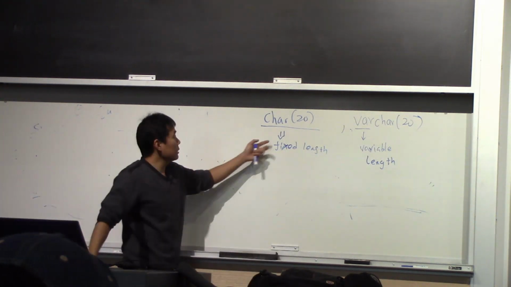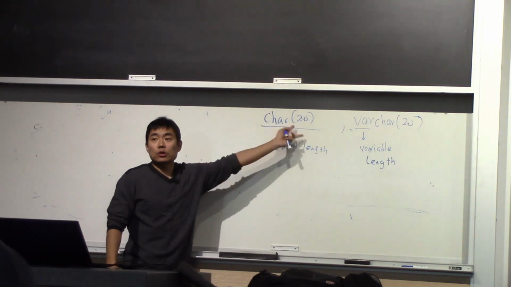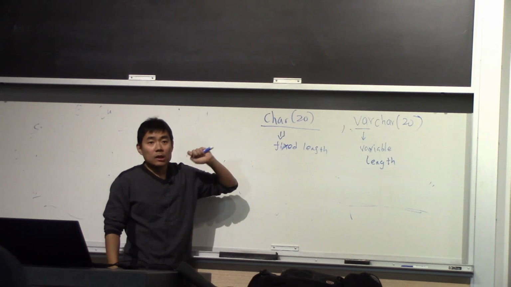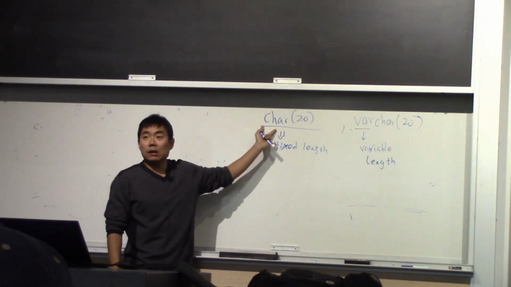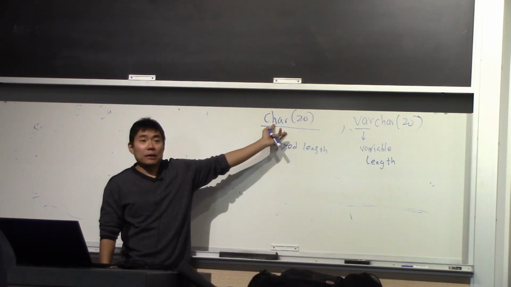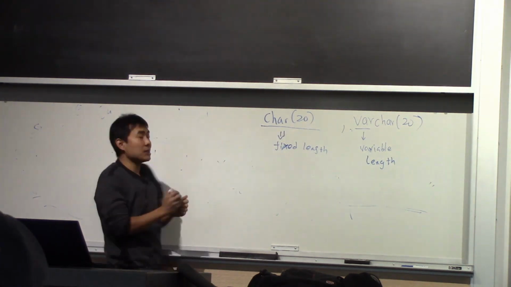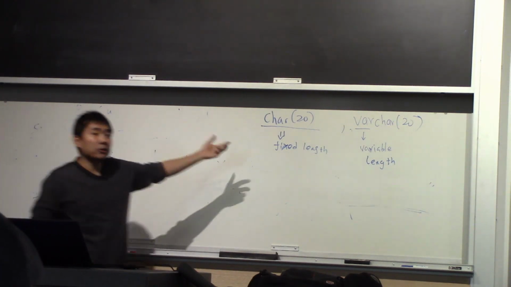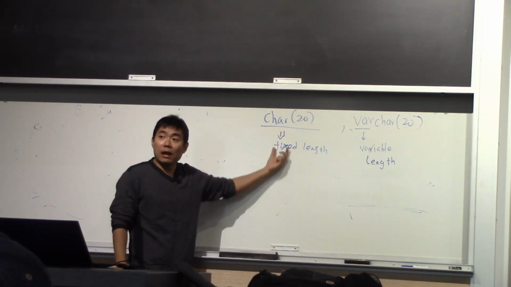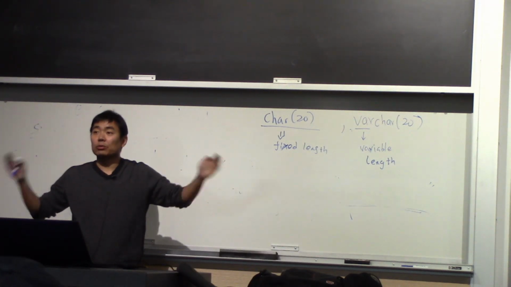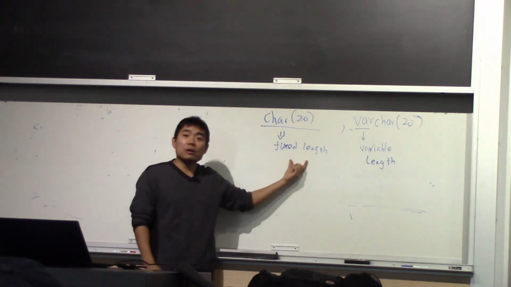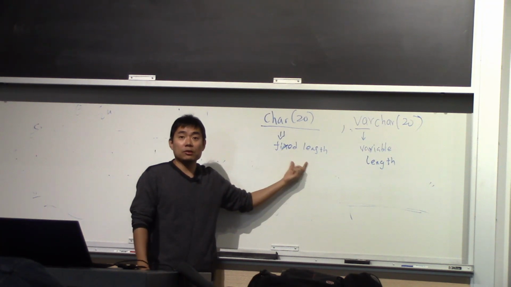When I declare char 20, what I tell the database system is that I want to declare a character array of 20 characters with fixed length, meaning that every single value from this field must have 20 bytes, 20 characters, regardless of the actual length of this value.